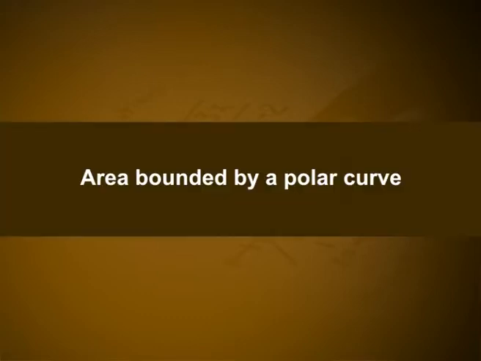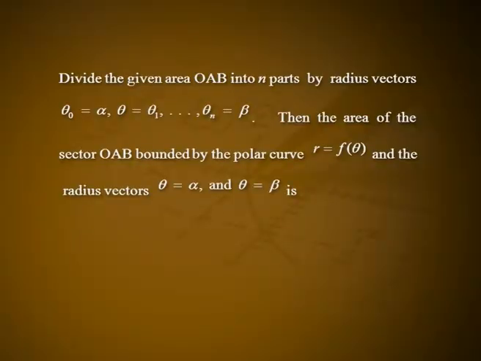Area bounded by a polar curve. Suppose the equation of the given curve in polar coordinates is r = f(theta), where alpha ≤ theta ≤ beta. Let Ri be the length of the radius vector corresponding to some angle theta i. Divide the given area OAB into n parts by radius vectors theta 0 = alpha, theta 1, etc., theta n = beta.